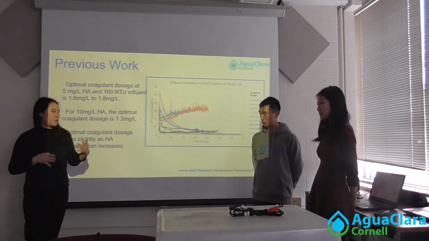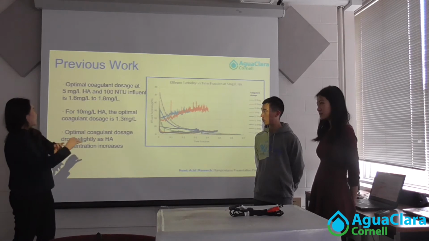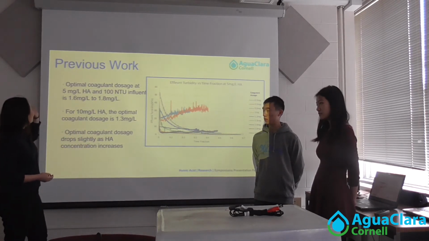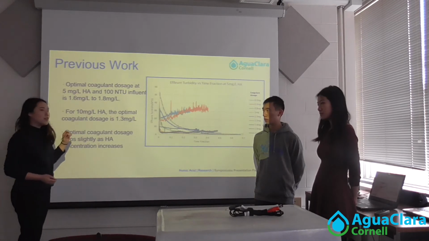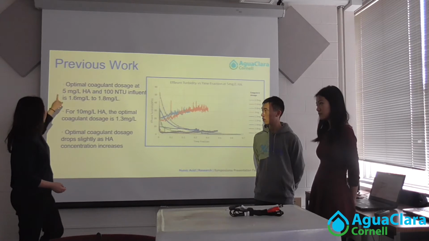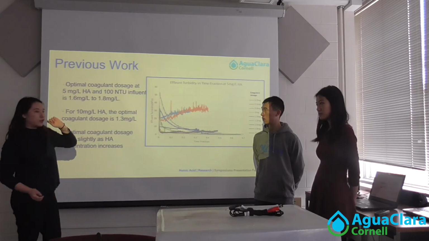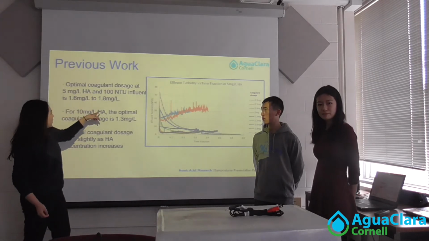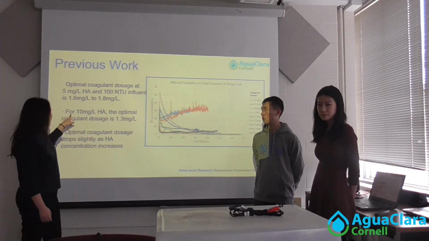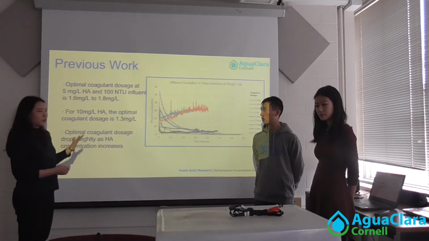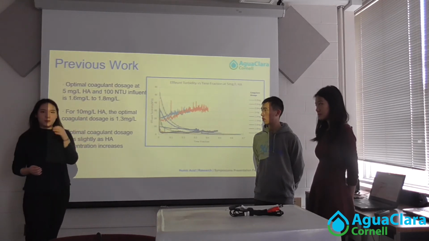So in last year's research, what we wanted to do was find the optimal coagulant dosage for humic acid concentrations of 5 milligrams per liter and 10 milligrams per liter. For 5 milligrams per liter, the optimal coagulant dosage was 1.6 to 1.8 milligrams per liter. And for the 10 milligrams per liter humic acid, the optimal coagulant dosage was 1.3 milligrams per liter.